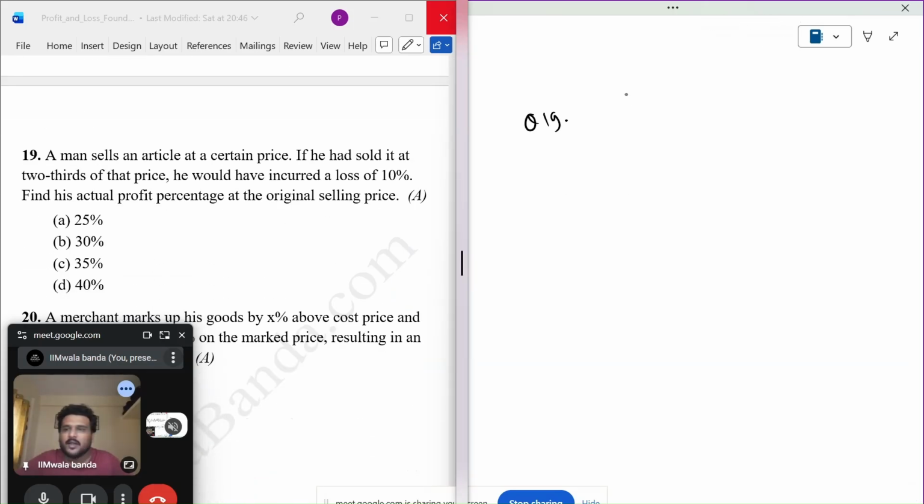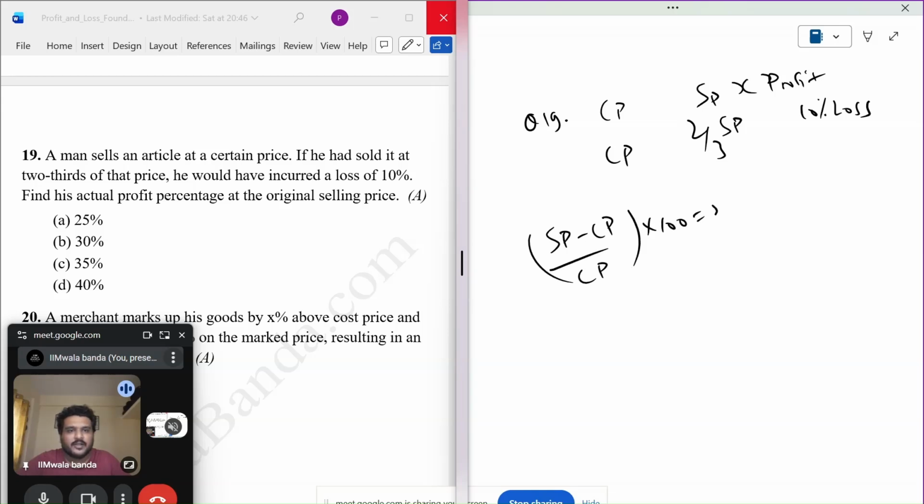Question number 19. A man sells an article at a certain price. Had he sold it for two-thirds of that price, he would have incurred 10% loss. Find his actual profit. Here, let's say there is X profit. Again, CP was the same. Let's write the equation since it is profit: SP minus CP upon CP into 100 is X. Now, don't make the mistake of SP minus CP again. Don't write it like this in haste. Loss is CP minus SP upon CP into 100 is 10.